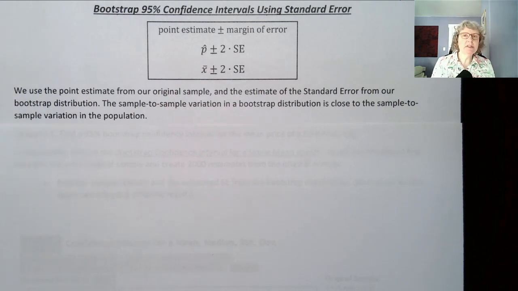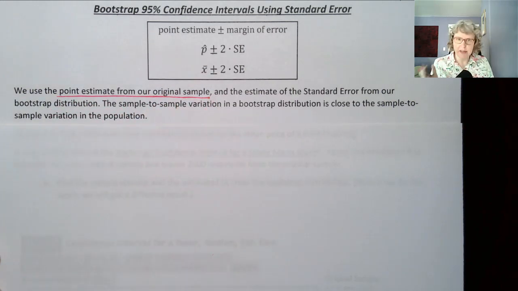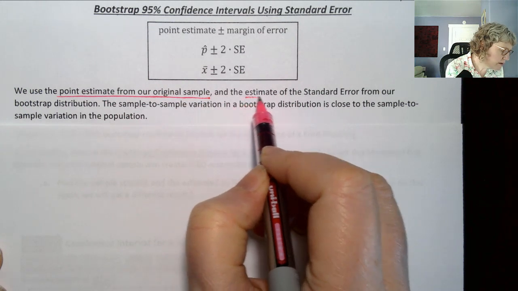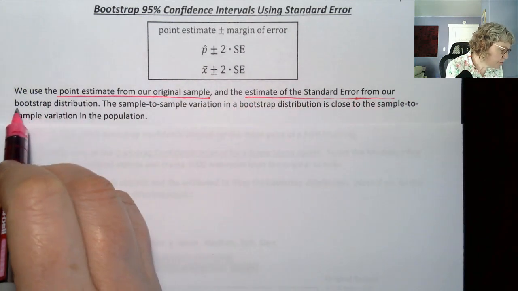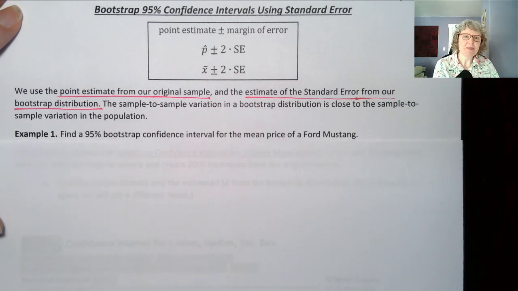Okay, so remember, we're only going to take one sample though. So we use the point estimate from our original sample, and we're going to call that one sample our original sample because that's how it's listed on the applet. And then we're going to use our estimate of the standard error from our Bootstrap distribution. Remember, the idea here is the sample-to-sample variation in the Bootstrap distribution is very close to the sample-to-sample variation in the population. That's what we're going with.